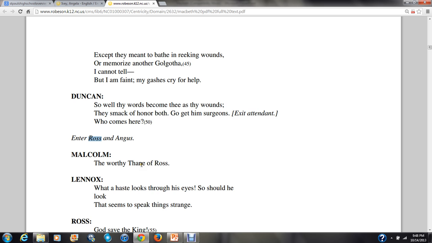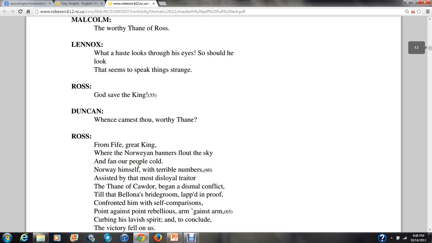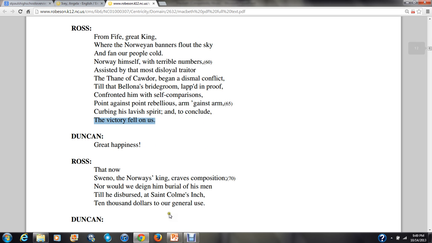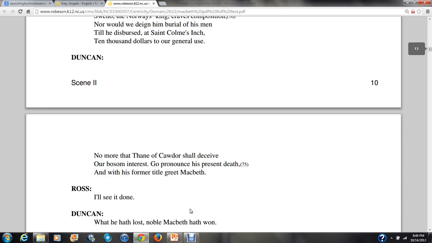Ross comes in right here and has some interesting news. And the news has to do with the Thane of Cawdor. Now, the word Thane in the Scottish nobility was what the English might have called a lord. And so Cawdor was one of these traitors who had basically betrayed Scotland, betrayed Duncan. And we find out here that he is called a traitor right here. And "Bellona's bridegroom" refers to Macbeth, Bellona being the goddess of war. He basically confronted him and fought him, and to conclude, Ross says "the victory fell on us," meaning that Scotland has won this battle, and the number one hero of the battle was none other than Macbeth himself.